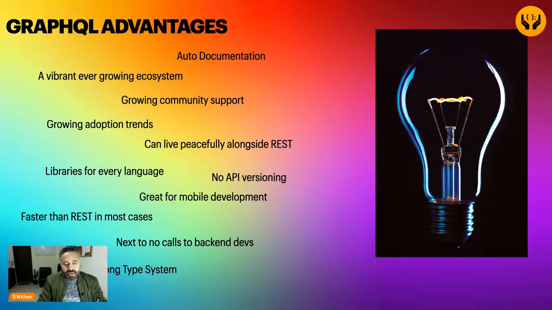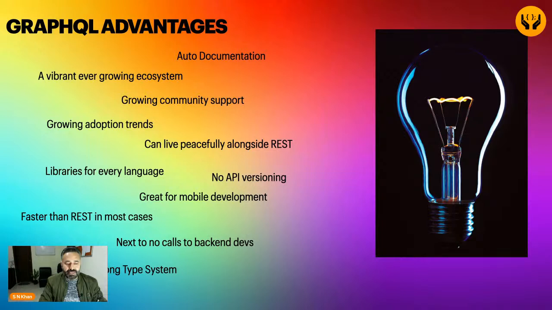There's no API versioning, so all of you are familiar with the pain that is involved in API versioning. So there's version 1, version 2, version 3, and migrating everything over is a big pain. With GraphQL, there's no versioning whatsoever, and there are ways in which they manage the change in different API fields.